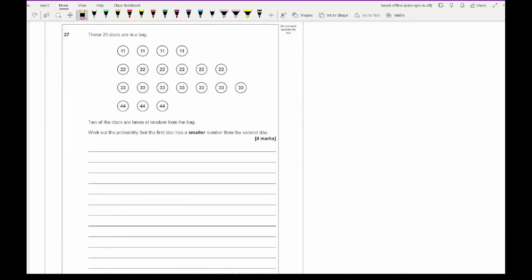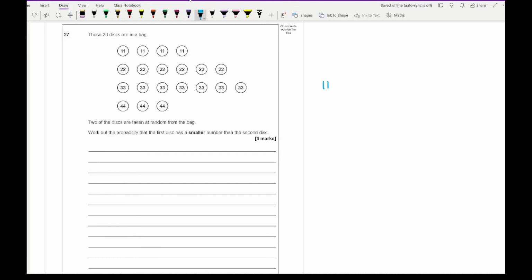So looking at question 27, it says that there are 20 discs in a bag and we've got 11s, 22s, 33s and 44s. The question is asking: 2 of the discs are chosen at random, and we want to work out the probability that the first disc has a smaller number than the second disc. There are several ways in which you can do this. You can do a probability tree to represent this, but I would say maybe the best way of doing this is a sample space diagram.